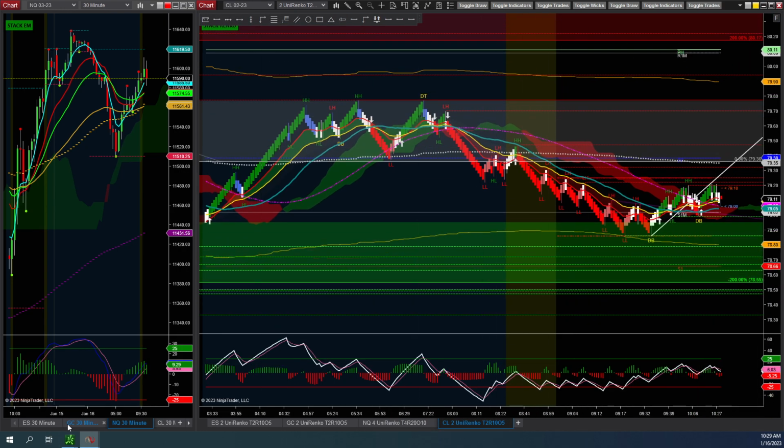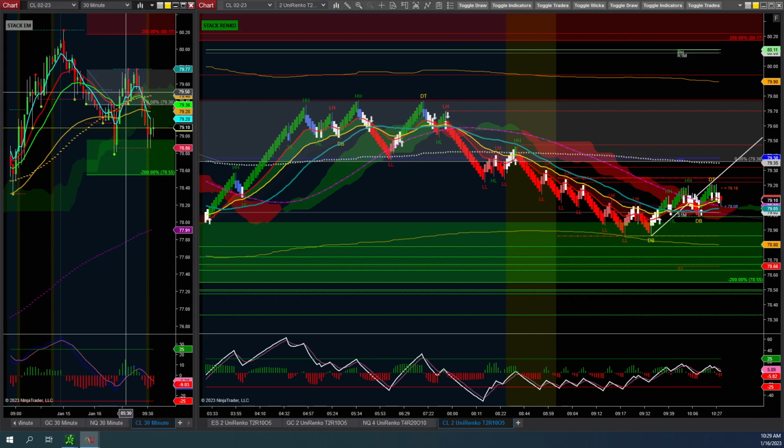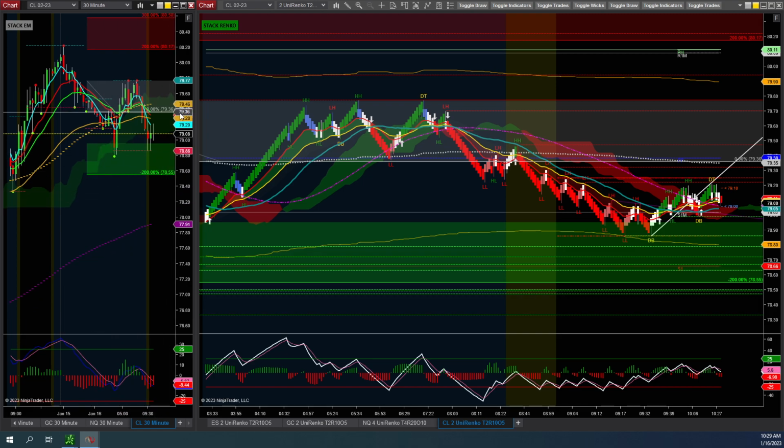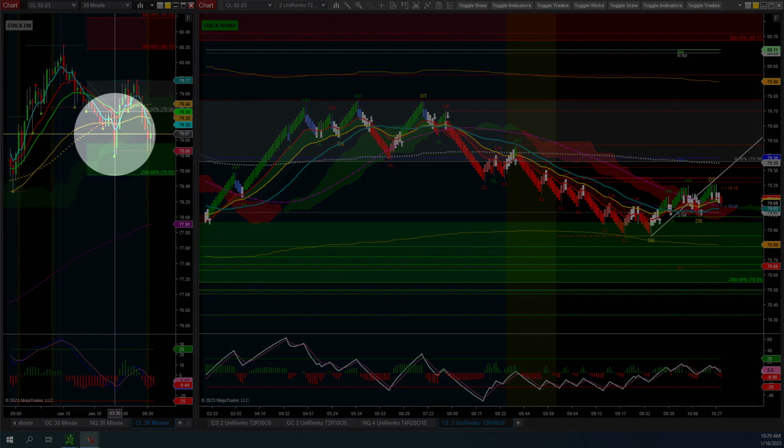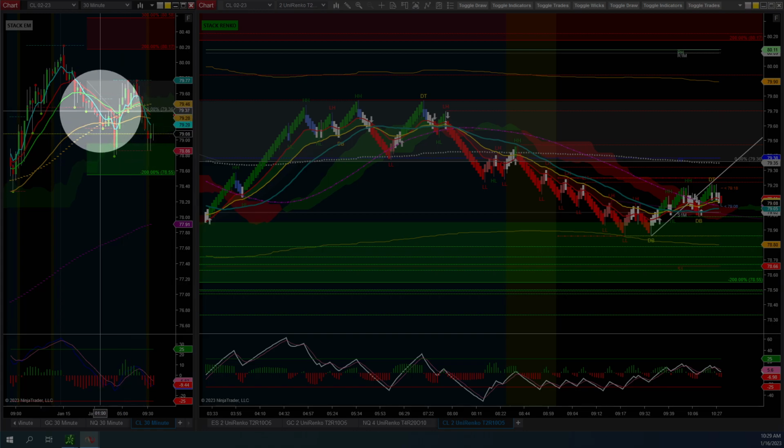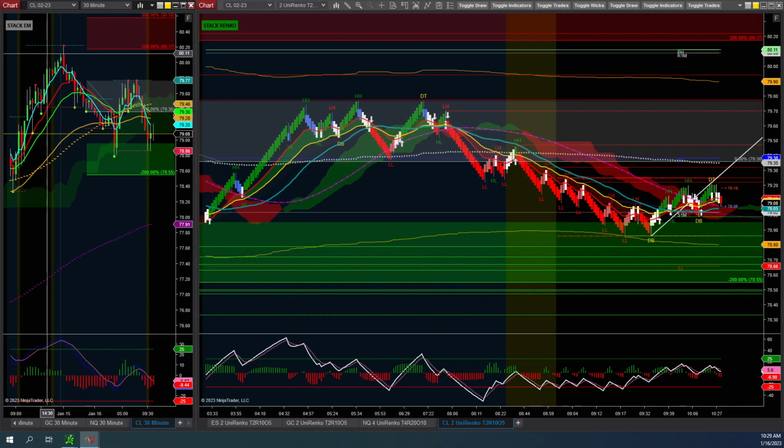Crude moved to the downside in this area here. I'm pointing out this. Right there, that 30 minutes. So you have also some choppiness. You have a double top, a double bottom right here. You have a double top right there.